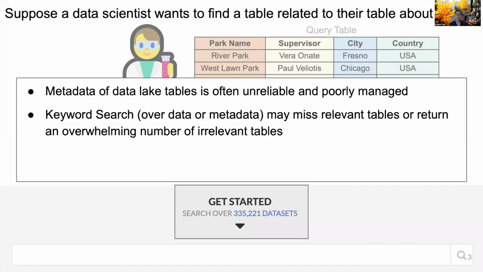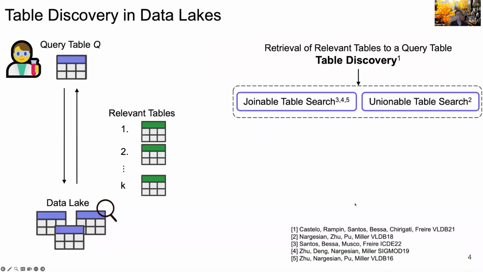One option they have is to search for relevant tables using the column names of their query table. However, oftentimes the metadata of data lake tables or the column names are unreliable, inconsistent, missing, and generally poorly managed. And keyword search over data or metadata often misses a lot of relevant tables from the data lake and has false negatives, or may very well return an overwhelming number of irrelevant tables, or have false positives.